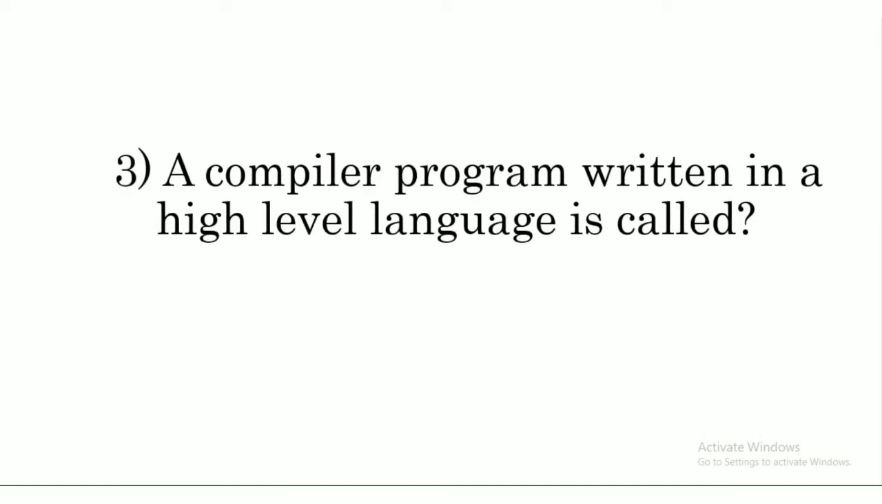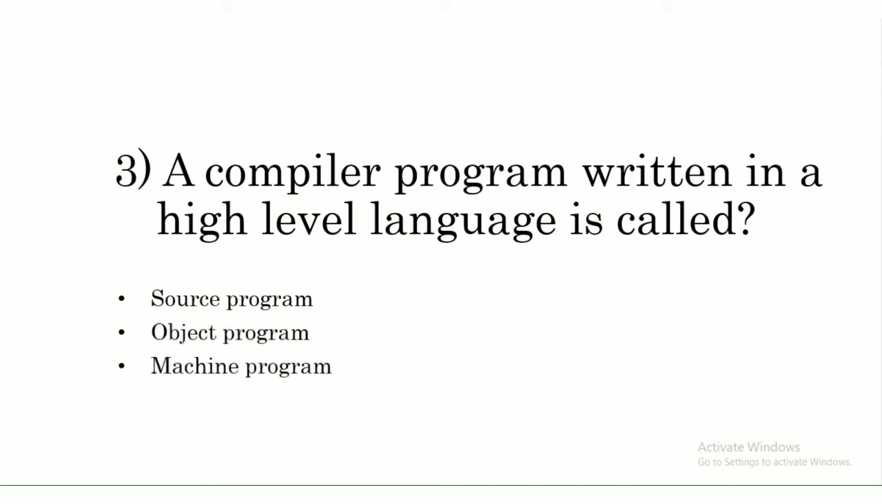Last question of the day is, a compiler program written in high level language is called this. Options are source program, object program, and third is machine program. So here the correct answer is option A, source program. We know that a program written in high level language is called source program, and when it is converted into machine readable form, then it is known as object program.